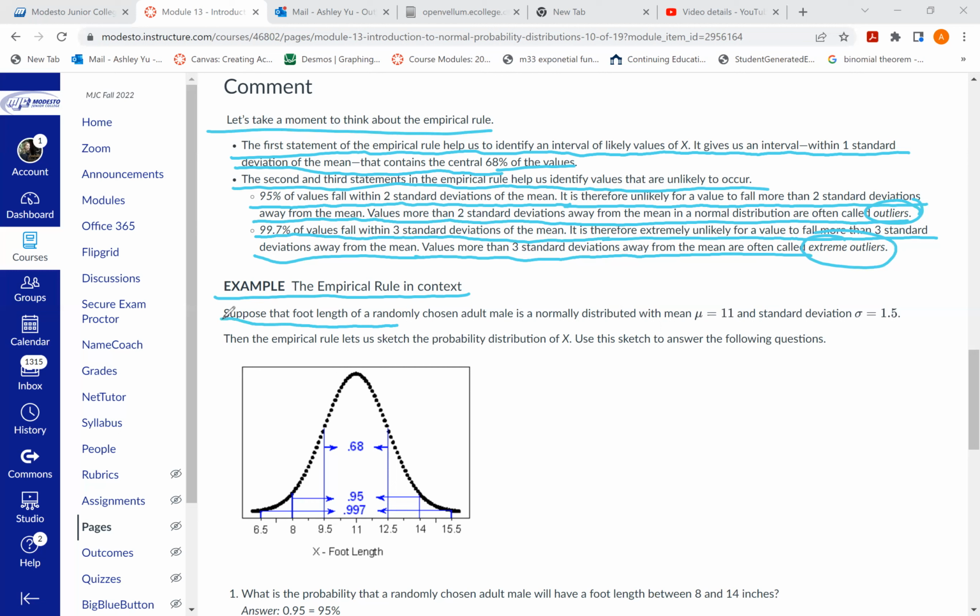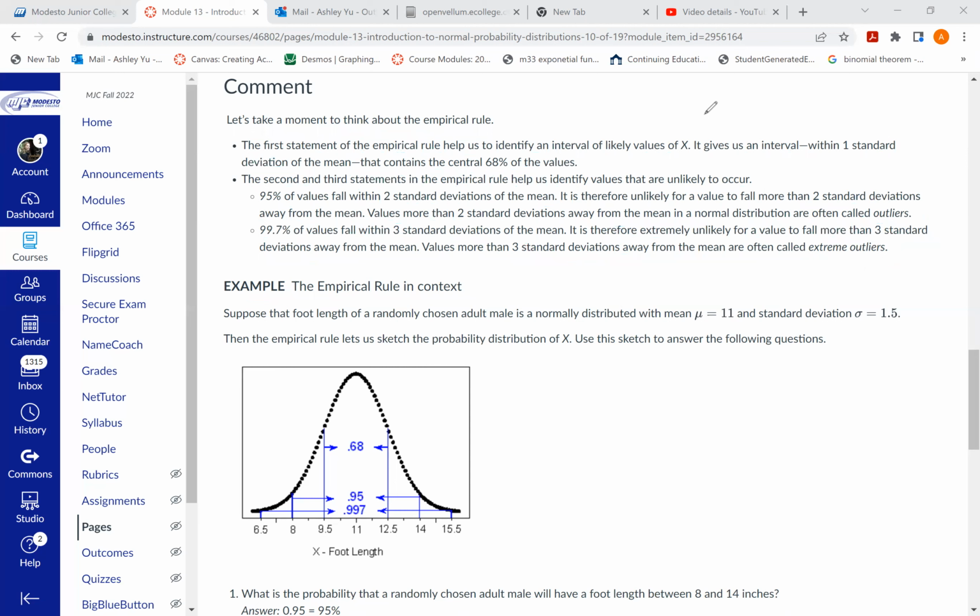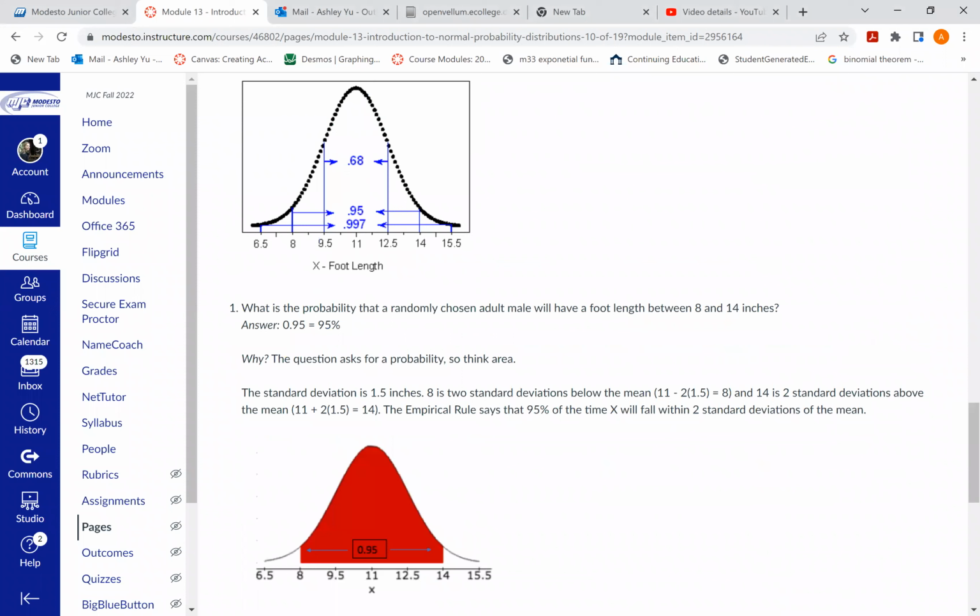Suppose the foot length of a randomly chosen adult male is normally distributed with mean 11 and standard deviation 1.5. Then the empirical rule lets us sketch the probability distribution of x. Use this sketch to answer the following questions. Okay, I'm going to scroll down now. I've got to clear these drawings and then scroll down. Okay, let's see. I'm going to try to keep the picture in there while we answer some questions.